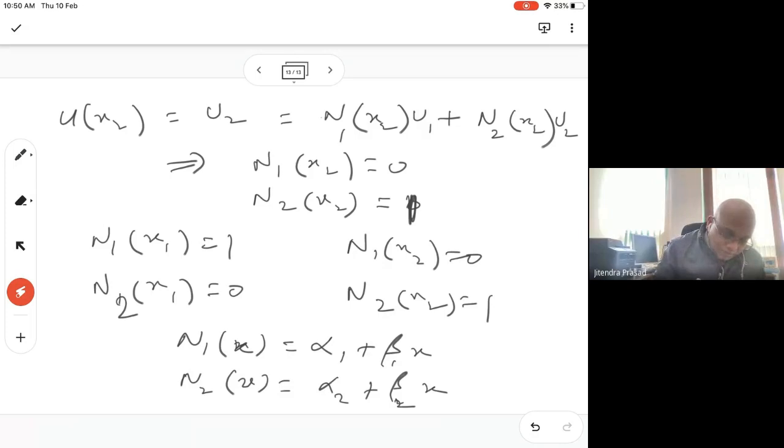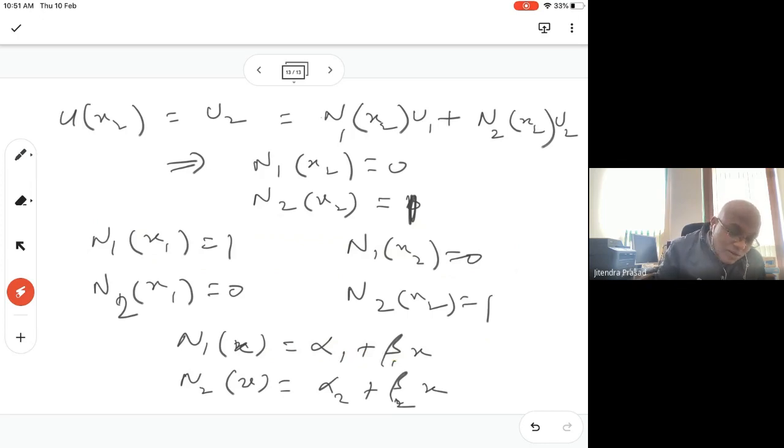Because if you look at this, we have just two equations. That means at the maximum, we can have two coefficients to find out. So if N1(x1) equal to 1 and N1(x2) equal to 0, that really means we have two equations, and hence we can have only two coefficients, because two equations will find out the two coefficients. Hence it can be linear.